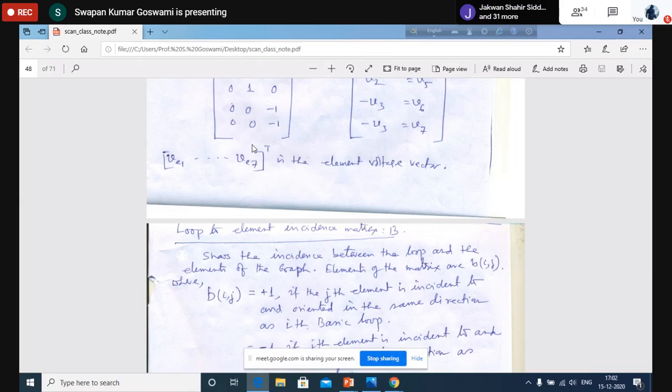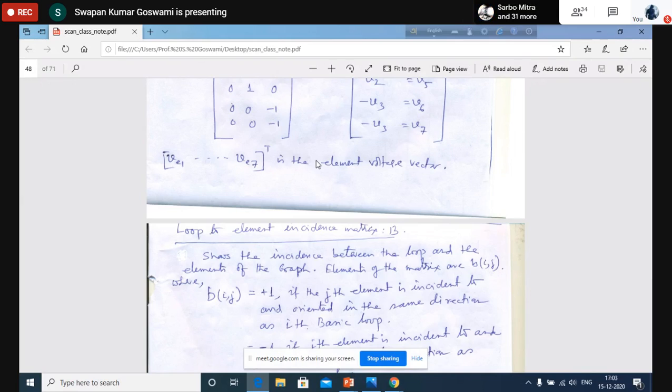The remaining elements of the graph which are not included in the tree are now the links. So if you connect one link at a time, you will have a basic loop of the graph. How many links will there be? It will be equal to the total number of elements minus the number of elements in the tree, that is, the number of branches in the tree. So these many loops will be formed in the network graph. Therefore, for each link we shall have only one basic loop.